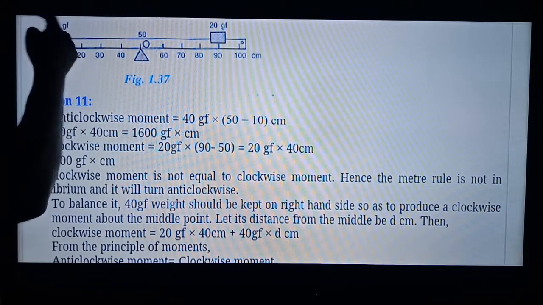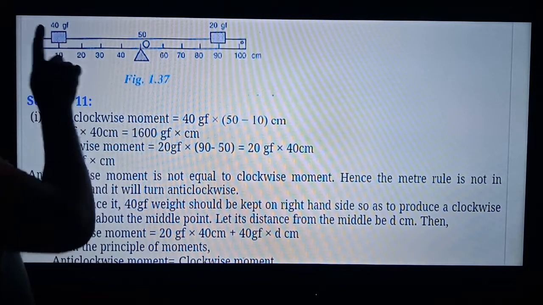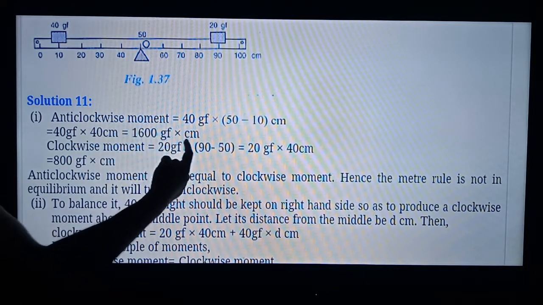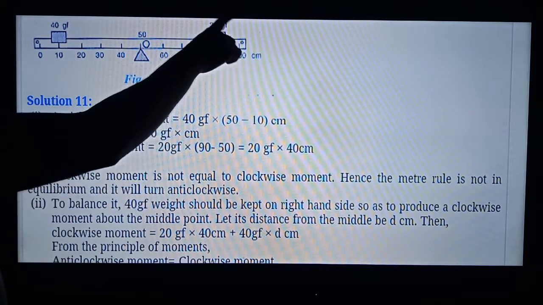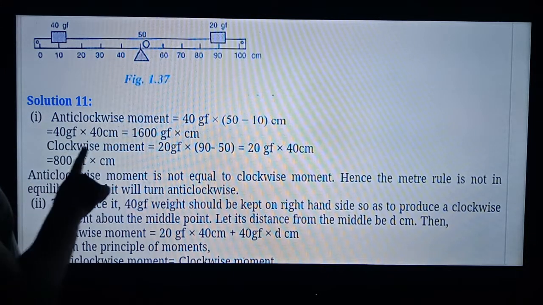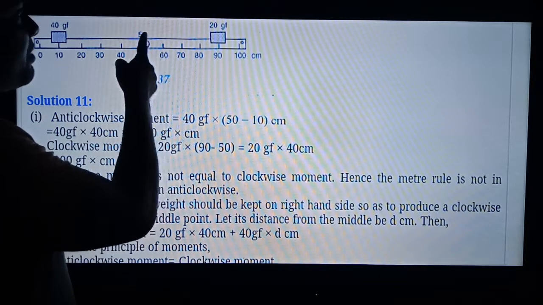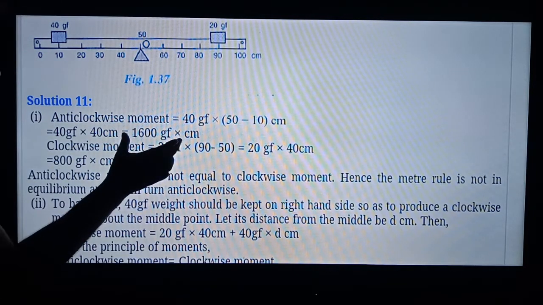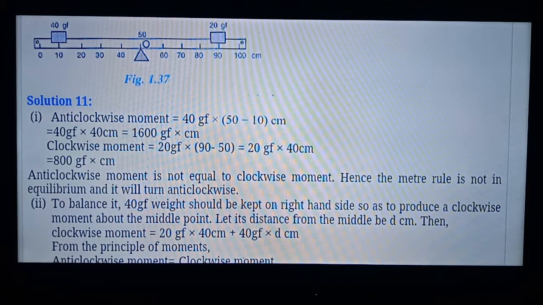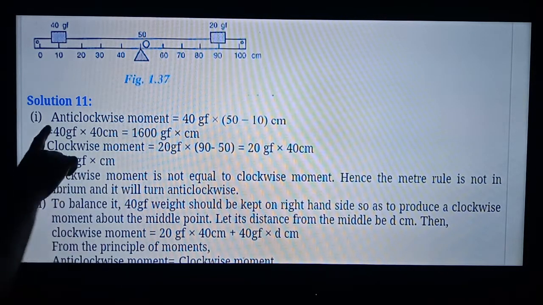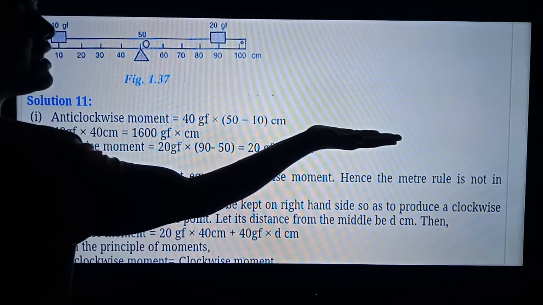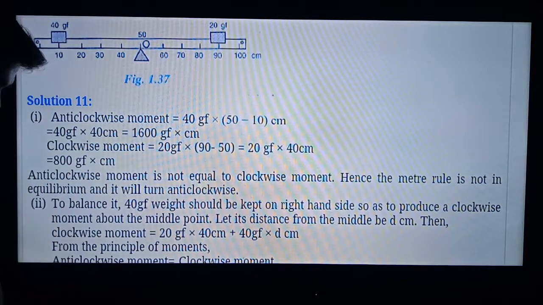Anti-clockwise moment created by the 40 GF, 40 into 50 minus 10, that is 40. So that is 1600 gram force centimeter. This is the CGS unit of moment of force. Clockwise moment will be created by 20 GF. So clockwise moment is equal to 20 GF into 90 minus 50, that is 40. So that is 800 gram force centimeter. See, anti-clockwise moment is 1600 gram force centimeter and clockwise moment is 800 gram force centimeter. Because anti-clockwise moment is greater than clockwise moment, the meter rule will try to rotate anti-clockwise.